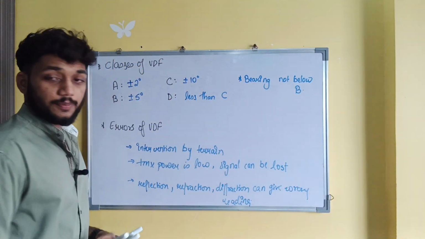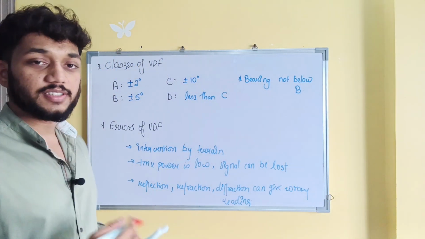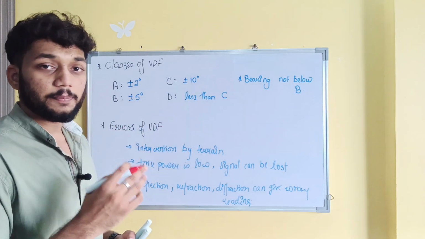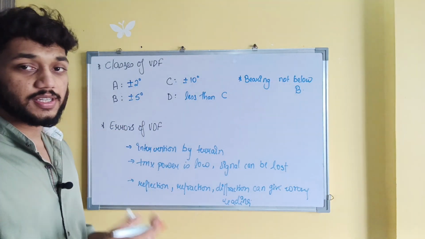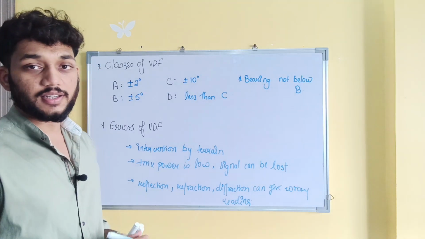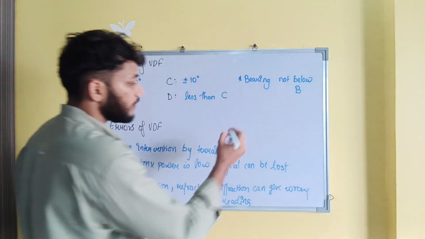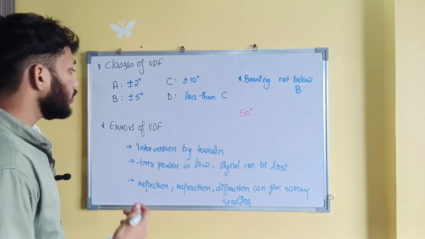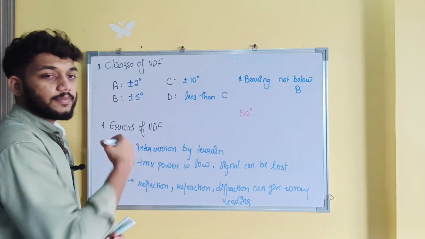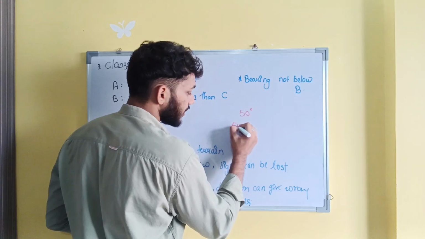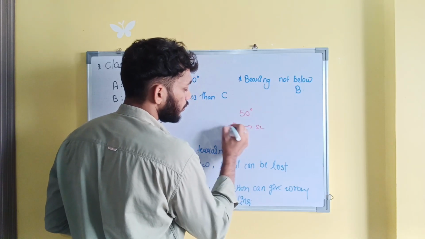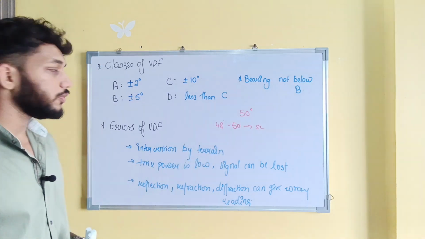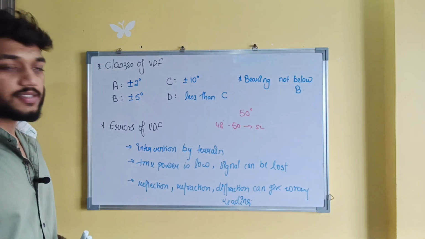This is important from the exam point of view. Classes of VDF basically means how much plus minus error, or how much accuracy, relative to the aircraft's bearing is needed to lie in a certain class of VDF. So let's assume the aircraft's bearing is 50 degrees. It will lie in class A VDF if the bearing is correct within 52 to 48 degrees. So if the reading is between 48 to 52, the VDF can lie in class A.